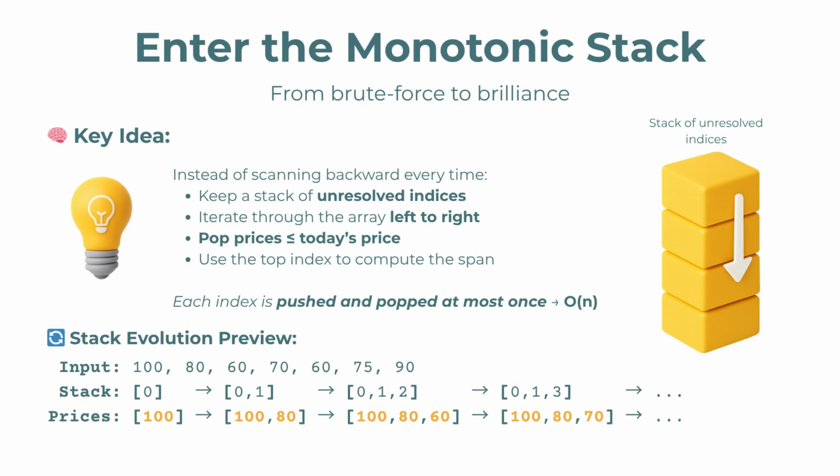Instead of scanning backward from each day, we switch to a smarter approach, the monotonic stack. We keep a stack of unresolved indices and walk through the array from left to right. If today's price is higher, we pop from the stack, resolving days with lower prices. The remaining top gives us the distance to the last higher price. Since each index is pushed and popped only once, this gives us an efficient O(n) solution. Below, you can see the stack evolving step by step, clean, linear, and fast.